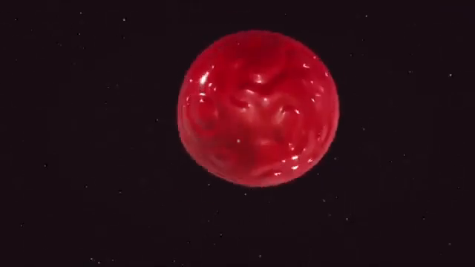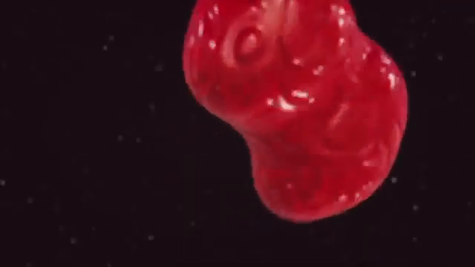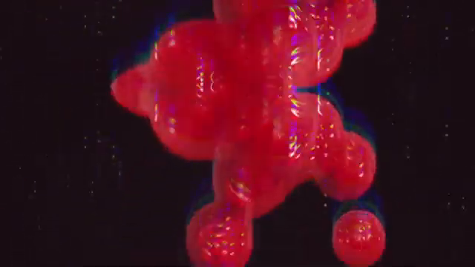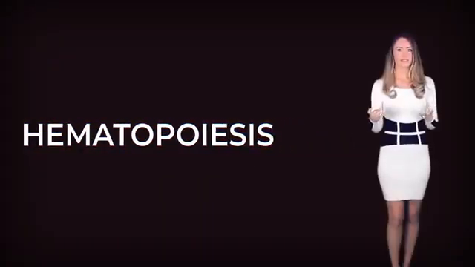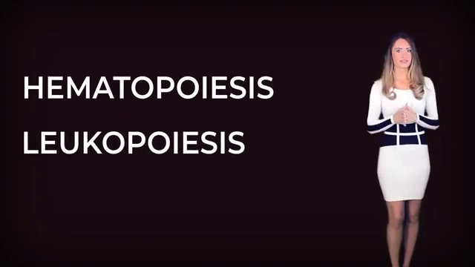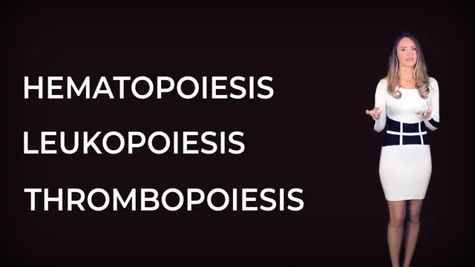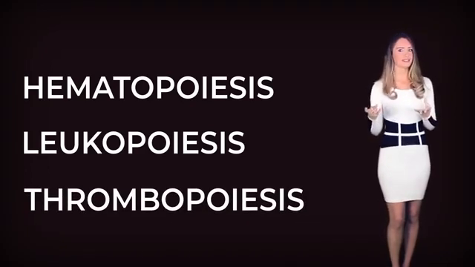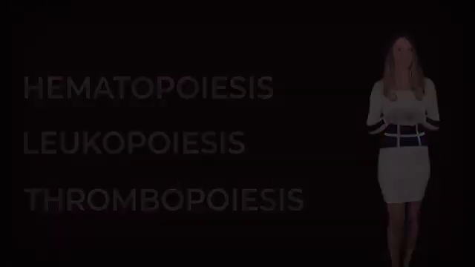Hemopoietic tissue. This is a tissue in which new blood cells are formed through a process called hematopoiesis. Hematopoiesis includes erythropoiesis, or the formation of red blood cells, leukopoiesis, or the formation of white blood cells, and thrombopoiesis, or the formation of platelets. All of these processes occur in red bone marrow.